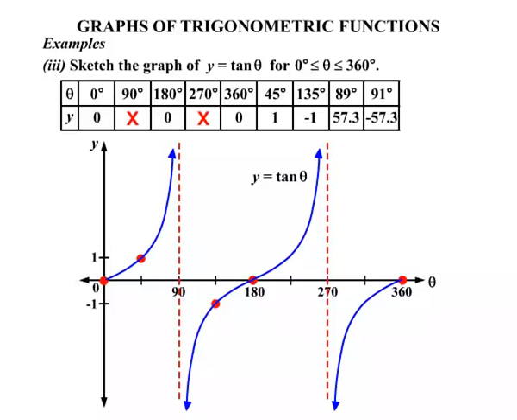It doesn't have an amplitude because it just keeps on going up, so it doesn't reach a peak ever. However, the period, if you look at it, that is a distance of 180 degrees between 90 and 270. So the period is 180 degrees. Every 180 degrees, the graph repeats itself.